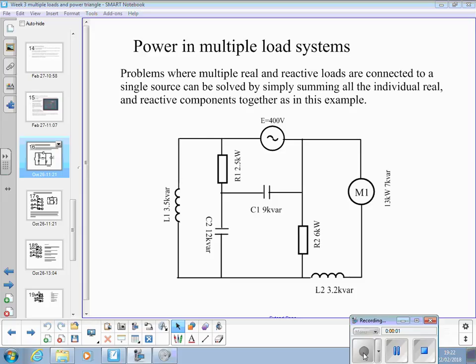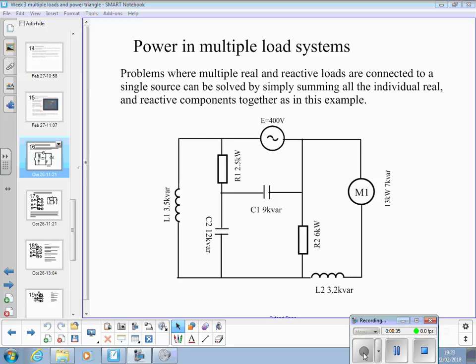Part 2. Power in multiple load systems. Problems where multiple real and reactive loads are connected to a single source can be solved by simply summing all the individual real and reactive components together, as in this example. We're going to look at an example now, and there's a way of drawing it that simplifies all the power flows.